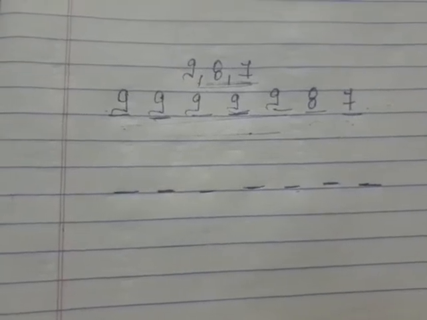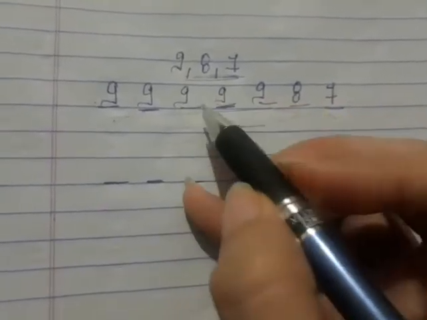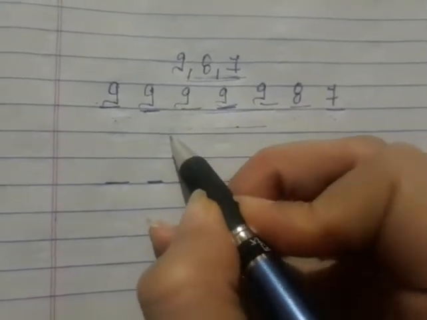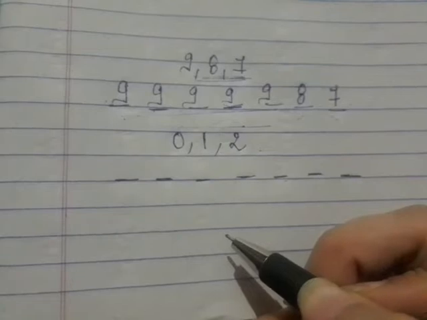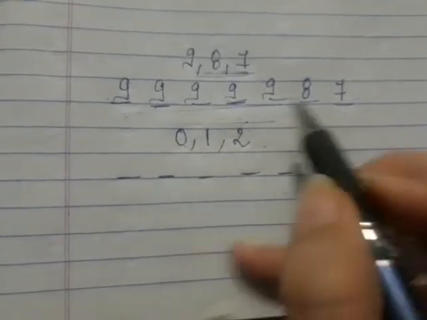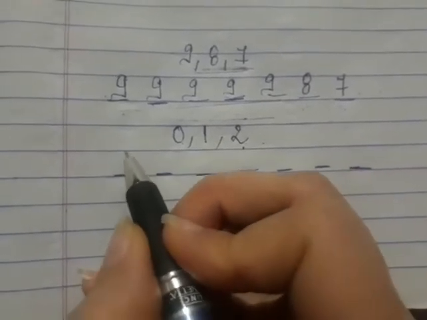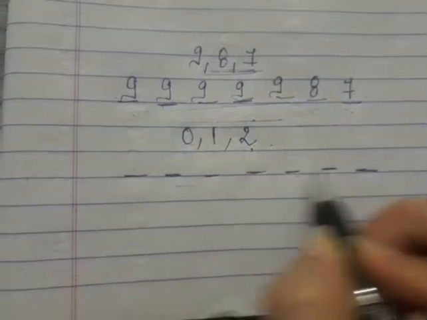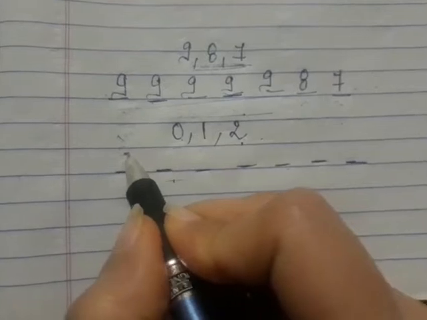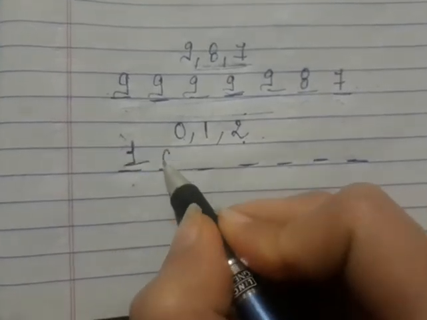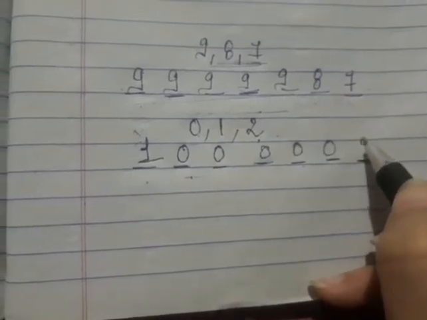Similarly, if you are asked to write the smallest 7-digit number having 3 different digits, what are the 3 smallest digits that you can pick up? 0, 1, 2. Out of all the digits from 0 till 9, these are the 3 smallest digits. Again, you cannot place 0 here because then it will be a 6-digit number and not a 7-digit number. So I can place 1 here and then 0, 0, 0, 0, 0 and here 2.